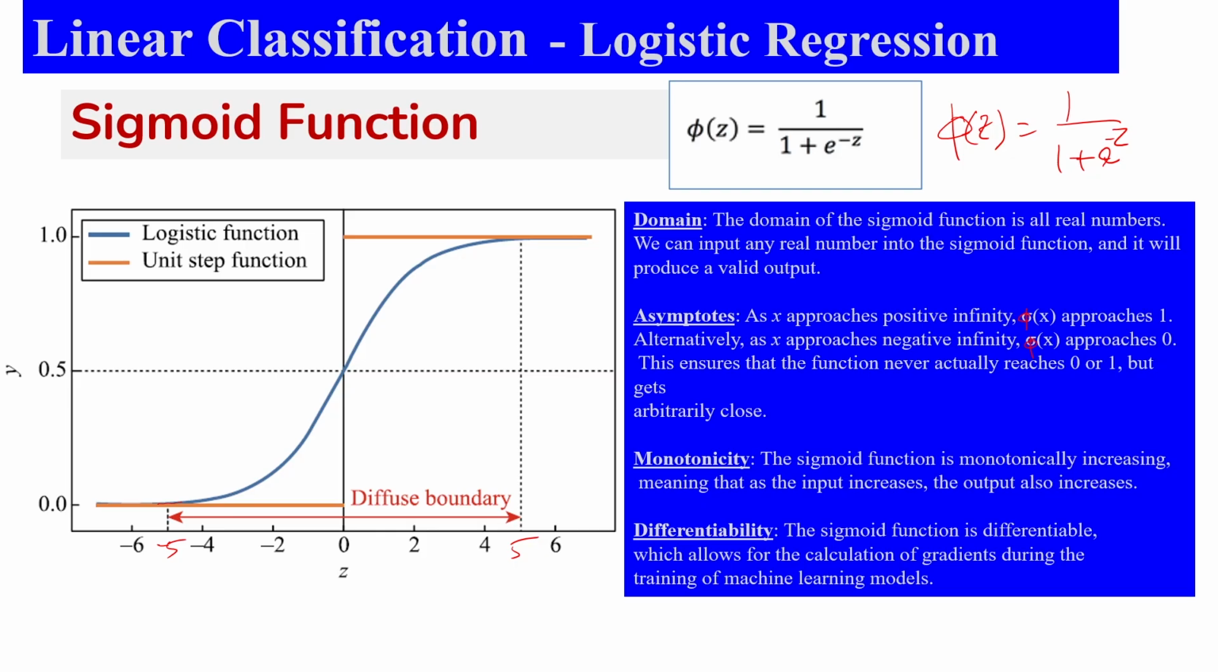The last property is differentiability. It is differentiable. Did you try it? Yes, the exponential function is always differentiable, very easy. So, d phi by dz is nothing but exponential minus z divided by 1 plus exponential minus z, whole square, because the minus sign gets cancelled. That is the differentiation of the sigmoid function. Hence, it is a very important function when you talk about logistic regression. In logistic regression, we can always use this function.